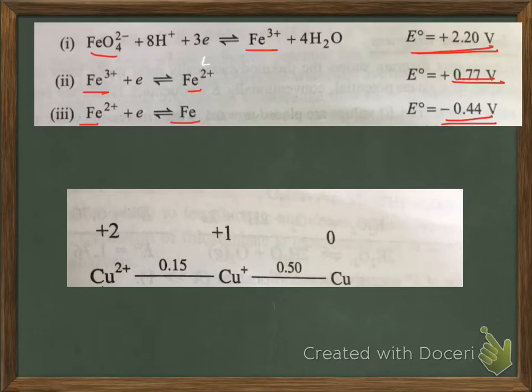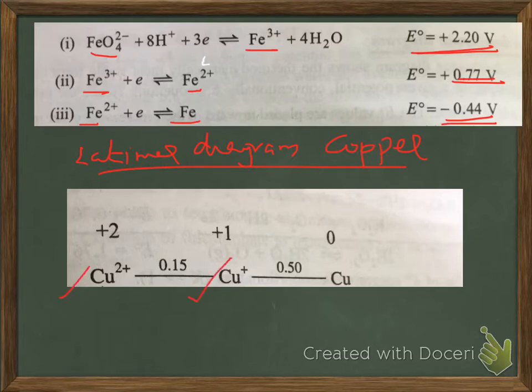Next we have the Latimer diagram for copper. Possible oxidation numbers of copper are 0, +1 and +2. So we have to write them in the decreasing order of oxidation number, meaning Cu2+ at first, then Cu+ and then Cu0, and the corresponding reduction potential can be represented over the arrow mark. This is the diagram for copper.